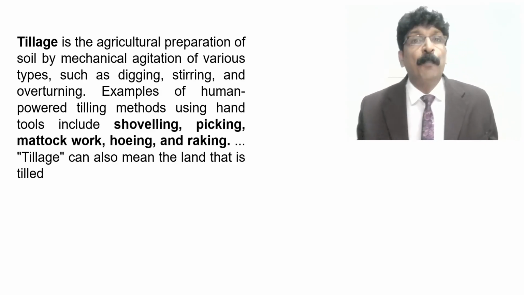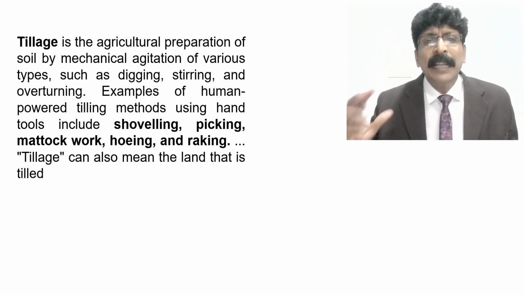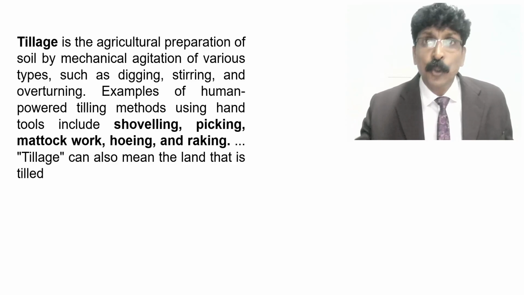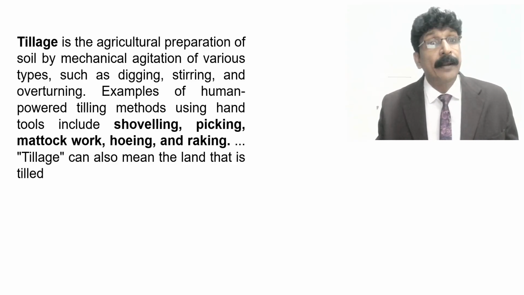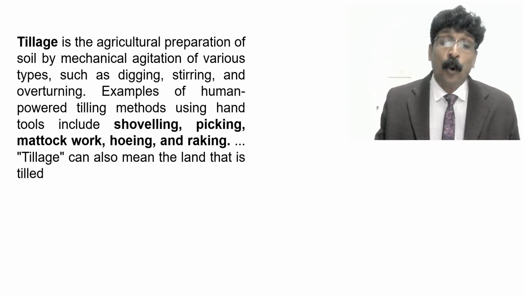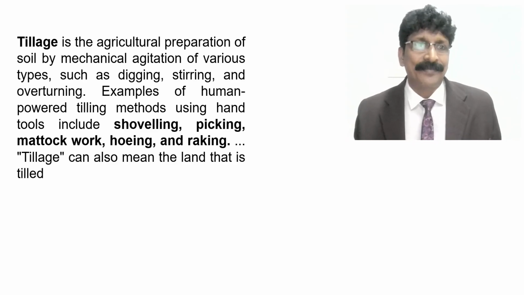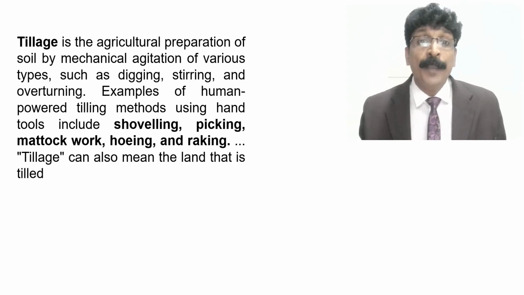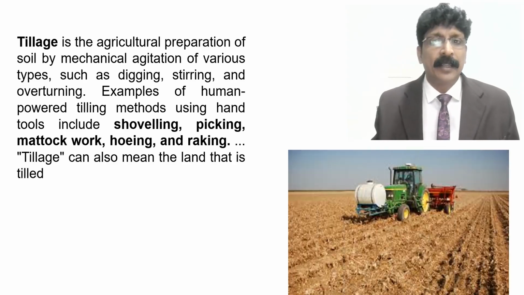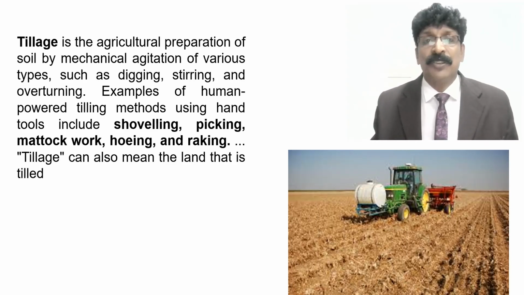Examples of human powered tilling methods using hand tools include shoveling, picking, mattock working, hoeing and raking. But we used to think about tractor. But mechanical means can be done by humans with small instruments. Tillage can also mean the land that is tilled. You can see this picture shows the tractor, how it is doing the tillage for the soil.